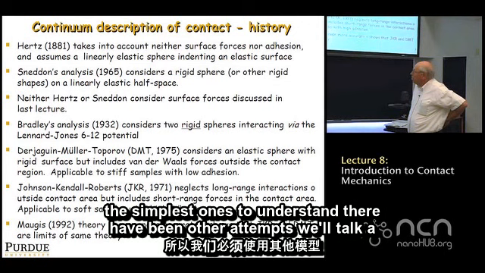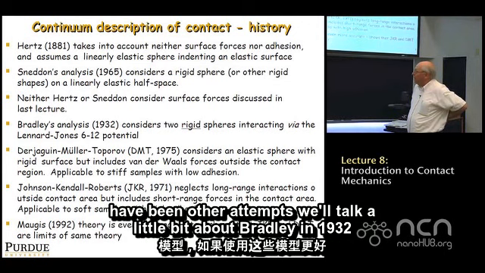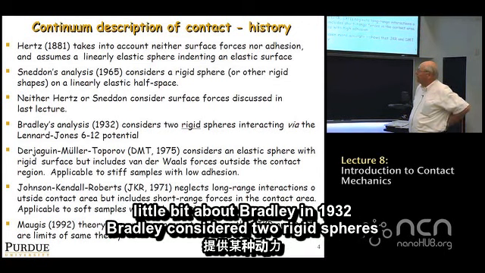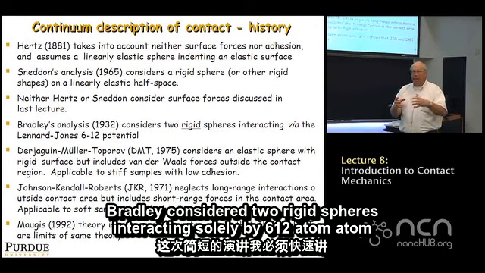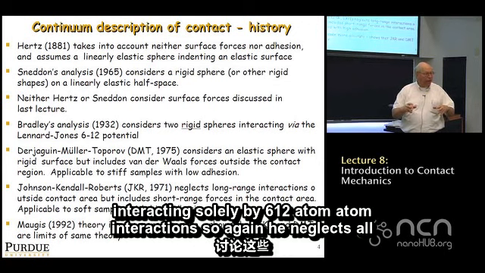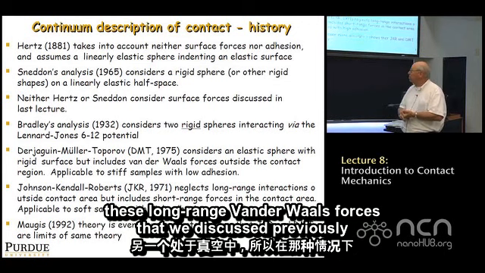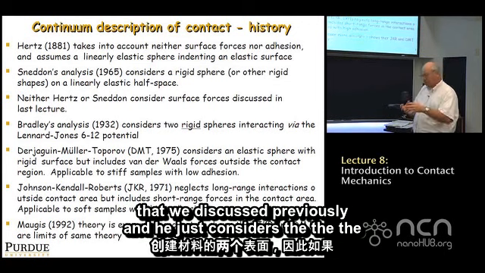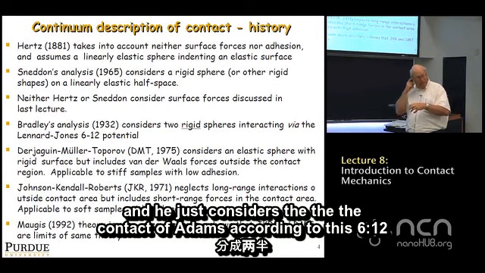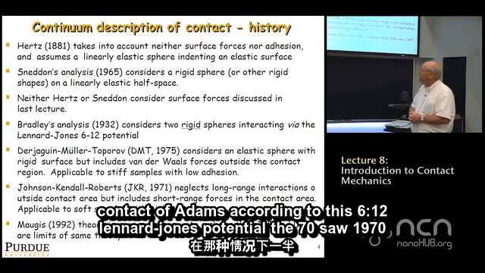There have been other attempts. We'll talk a little bit about Bradley in 1932. Bradley considered 2 rigid spheres interacting solely by 6-12 atom-atom interactions. So again, he neglects all these long-range van der Waals forces that we discussed previously. And he just considers the contact of atoms according to this 6-12 Lennard-Jones potential.